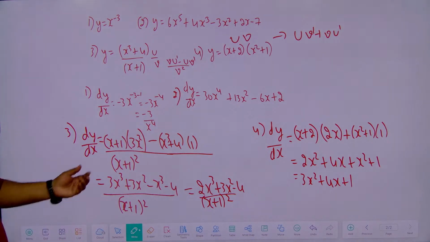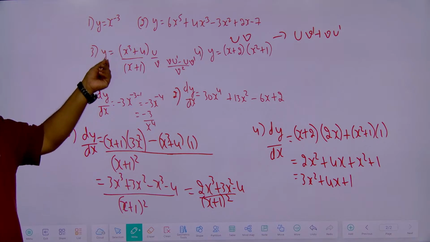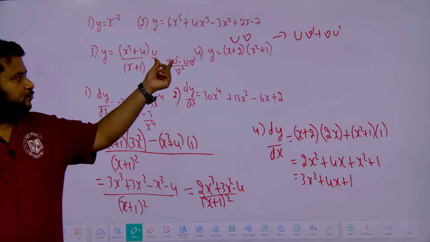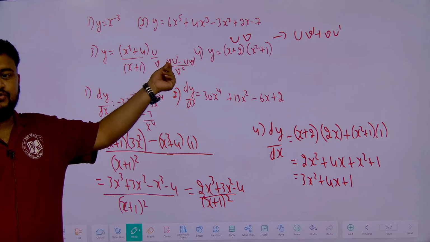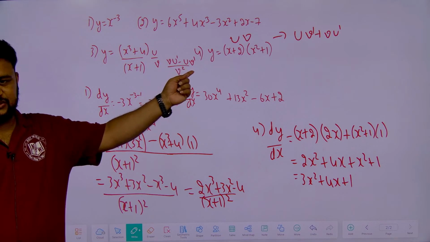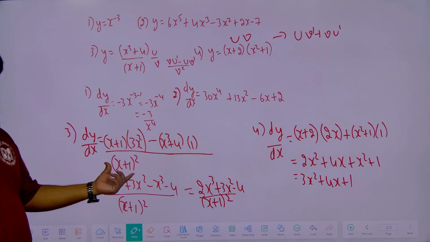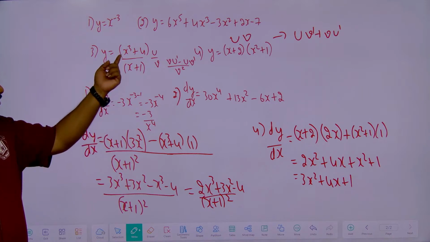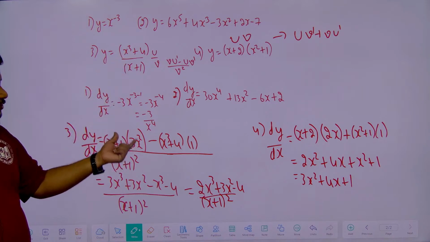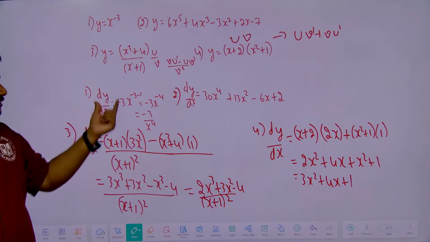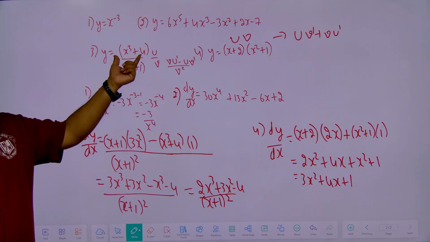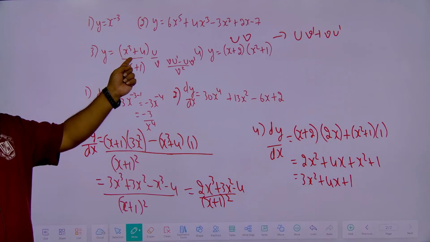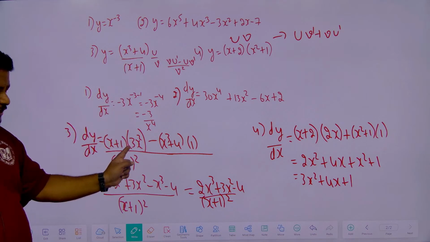Third sum. So this is of which form? U by v rule. U by v rule means we will apply which rule? Denominator is v square, so x plus 1 whole square. Numerator is v into u dash minus u into v dash. V is x plus 1. U is x cube plus 4. I have to find the derivative of x cube plus 4. Derivative of x cube is 3x square. Derivative of 4 is 0. So I wrote only 3x square.